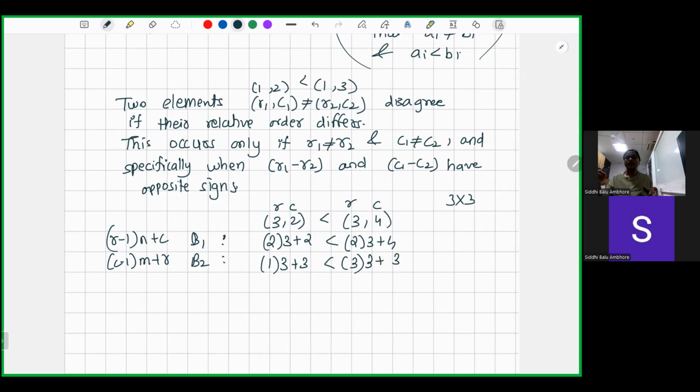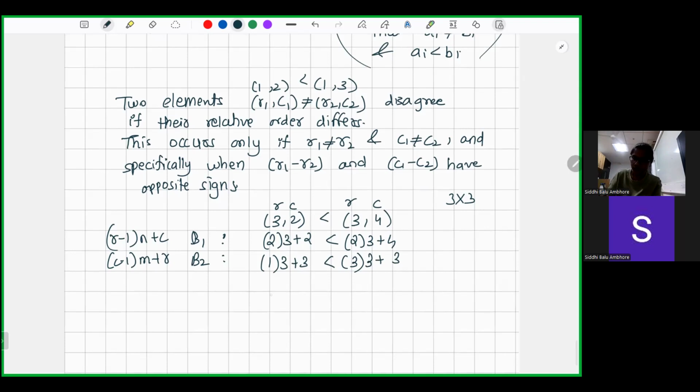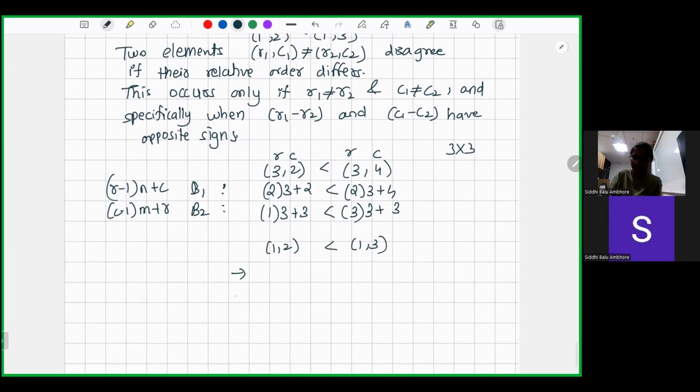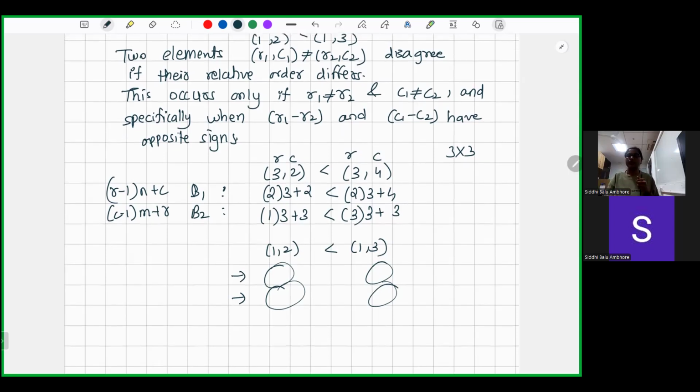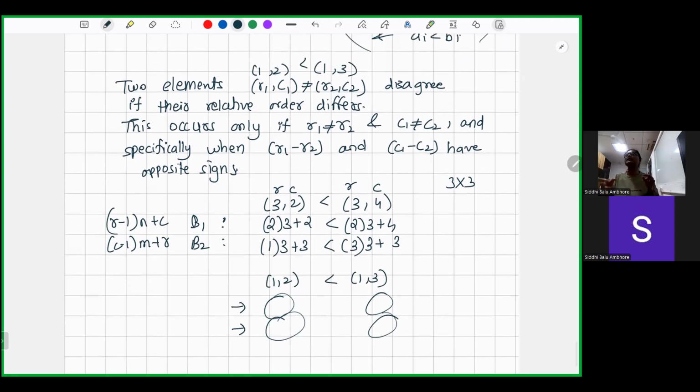So what I'm saying is, even if one of them is the same, you can check this for 1 comma 2 and 1 comma 3 also, and you can see that in B1 and B2, their positions are not changing. We are talking about the positioning in the matrices. Even if the row or the column is the same, it will always be placed in the lexicographic order of that tuple. So they are saying the possibility of the order completely changing.